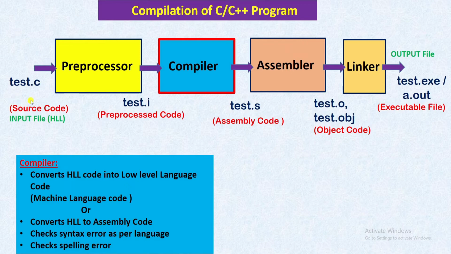If you have written a .c program, the compiler will check all the syntax related errors according to the C language syntax. It will also check for spelling errors. If you have made any spelling error in your C programming code, it will check and give you the error, right? So let's see what is present inside this test.s file.